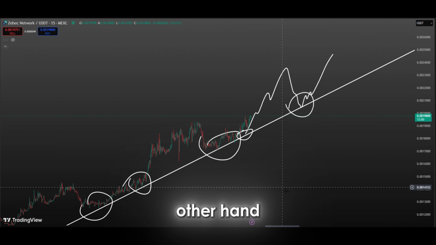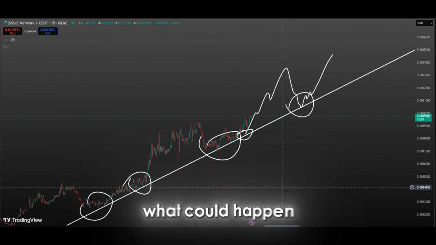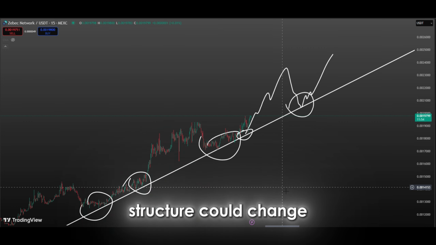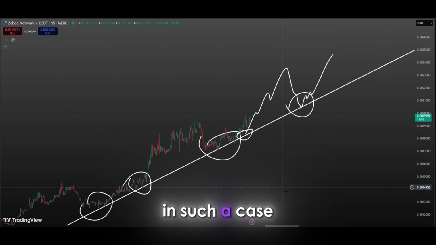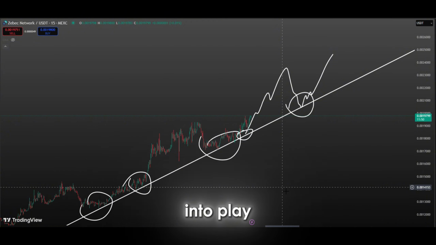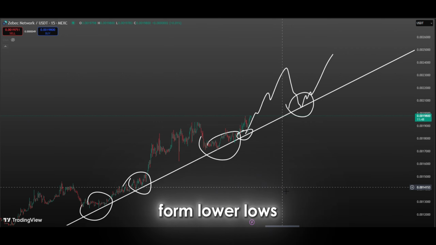On the other hand, it is also important to consider what could happen if this trend line breaks. While the ascending trend is still valid for now, if the price drops below this support line, the entire market structure could change. In such a case, the commonly used technical analysis phrase, "the trend is broken," would come into play. This would mean that the price may begin to form lower lows. However, based on the current data and structure, the potential for the price to continue rising remains strong as long as it holds above this trend line.